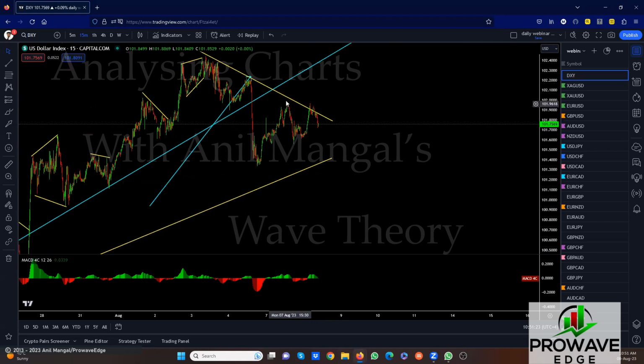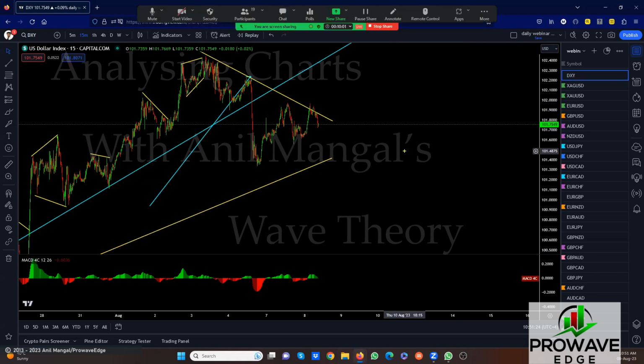We did break the top. We did tag the top. So remember what I said: when it breaks the top, you either need a flag here to go or you put an entry above this. Right now, this is still a correction, and I believe this correction could drop.